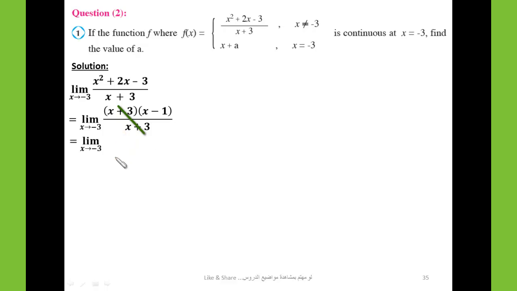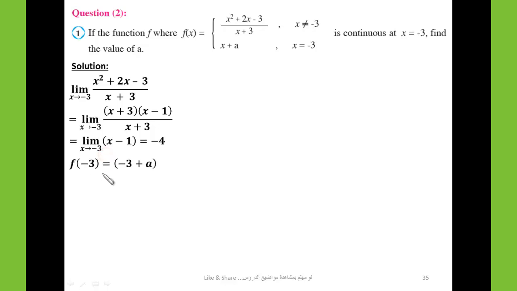So the new form of the limit is the limit of x minus 1 as x tends to negative 3. Substituting x equals negative 3, we have negative 3 minus 1, which equals negative 4. And this is the limit when x tends to negative 3. And it is also equal to f of negative 3 because the function is continuous.